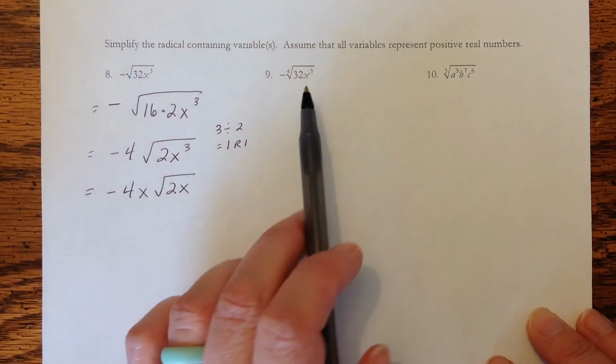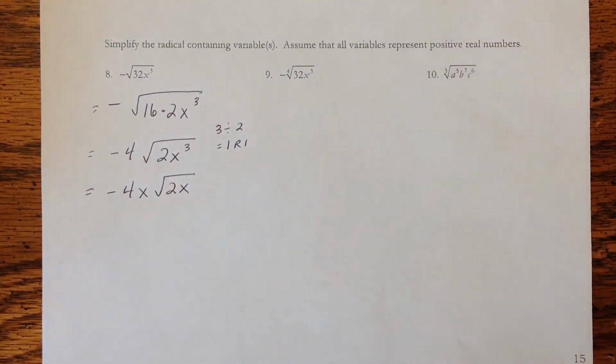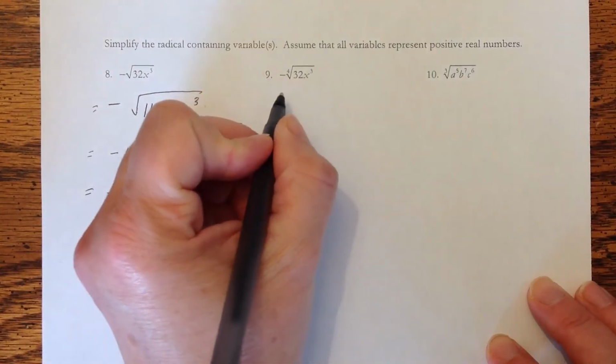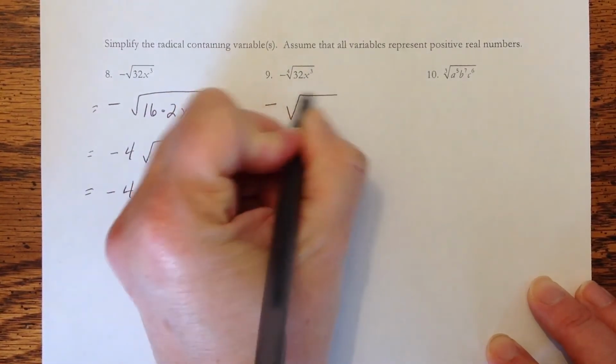Next one, fourth root. You're not going to see too many fourth roots, but now we need to think about if there's a number that goes into 32 that is a value that could be multiplied with itself 4 times. So we have negative fourth root.